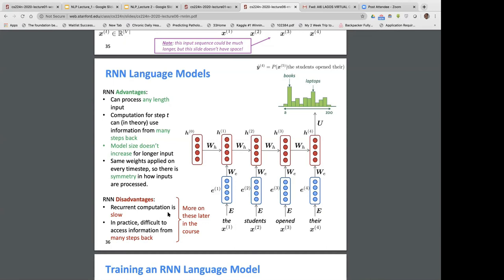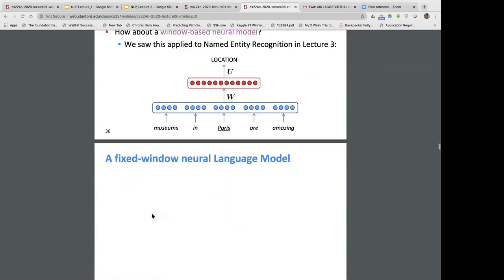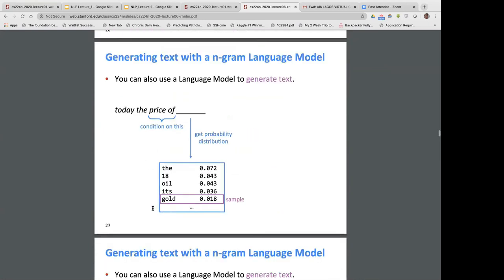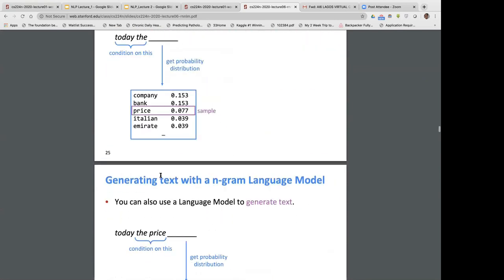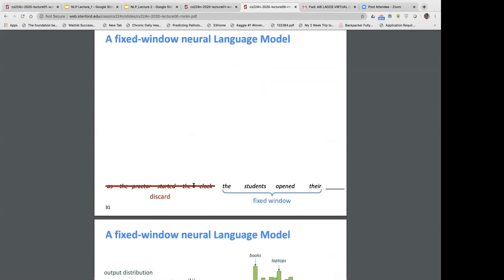So say you have a sentence. Let's go to this now. This is our previous example. Let's assume that this, as the proctor started the clock, is maybe the first sentence in your data. And then the students opened their is maybe the 100th occurrence, or maybe the 1 millionth occurrence in your data. We need this context to make a prediction for this particular instance. How do we now assess it?